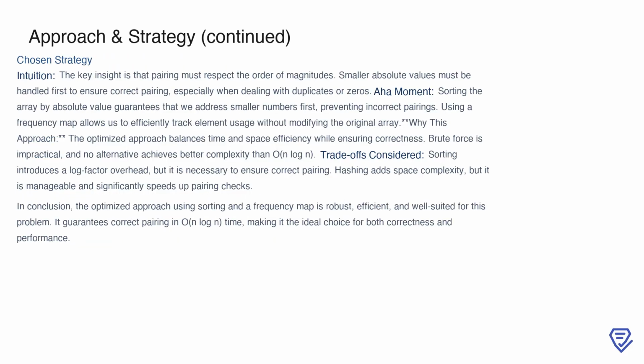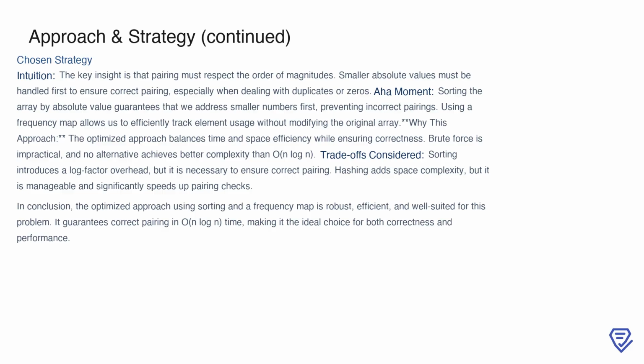The strategy we've chosen revolves around the insight that correct pairing depends on processing numbers in order of their magnitudes. By sorting the array based on absolute values, we guarantee that smaller numbers are handled first, which is particularly important when dealing with duplicates or zeros.